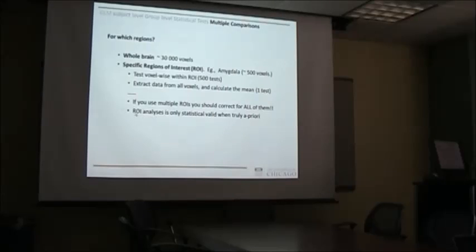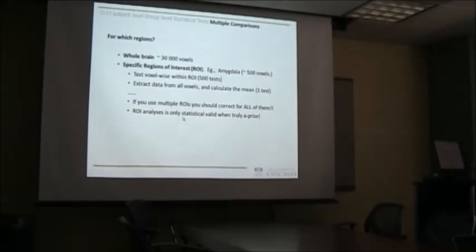Another thing to consider is that this type of analysis is only valid when you have truly selected these regions a priori. If you first have a look at your data, right? Maybe you do a whole brain analysis. You see something popping up in the amygdala, but not quite significant. And then you start running a ROI analysis with just the amygdala.